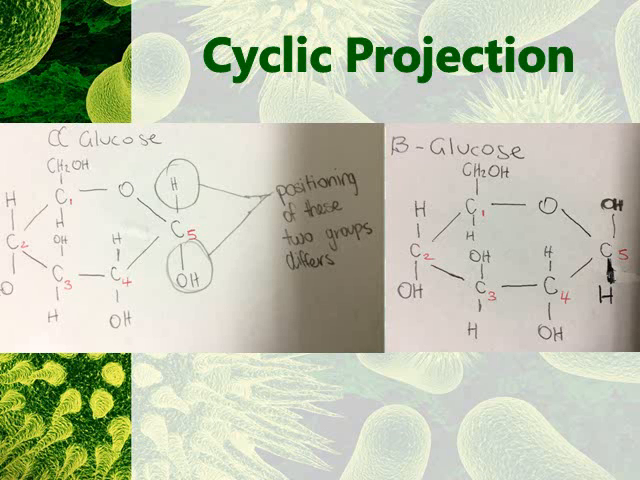The ring structure of glucose comes in 2 forms, either alpha or beta, where the only difference is in the positioning of the hydrogen and hydroxyl groups attached to C5. While the 2 forms look similar, the human body cannot process beta glucose, meaning alpha glucose is the only readily available glucose molecule during digestion.